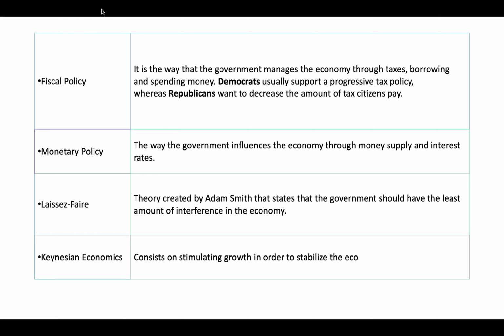Okay, so when we're talking about fiscal policy, we are talking about revenues, we're talking about expenditures, and we're talking about different costs our government has to have. Okay, now, Democrats prefer, and this is all under fiscal policy, Democrats prefer a progressive tax policy.